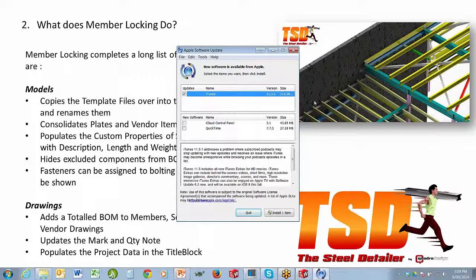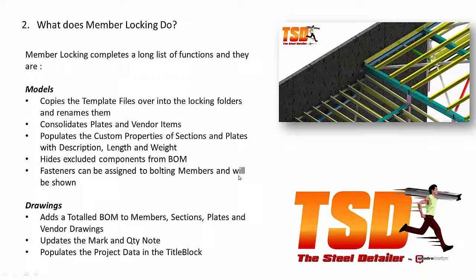And it actually occurs when you're locking. It will replace the welded member, the plate, the section, and the vendor item drawing sheet templates for you in one go, which is really, really handy. What it'll also do is update and add a BOM to each of those drawings.